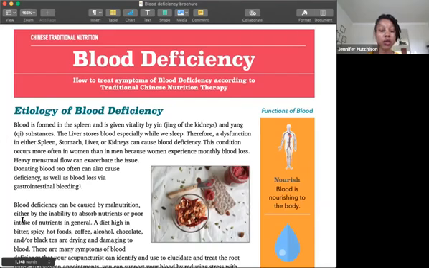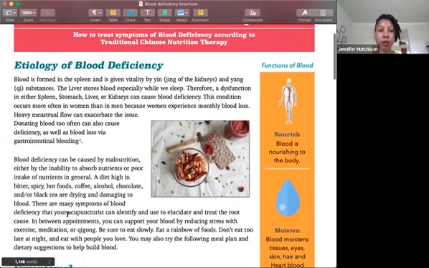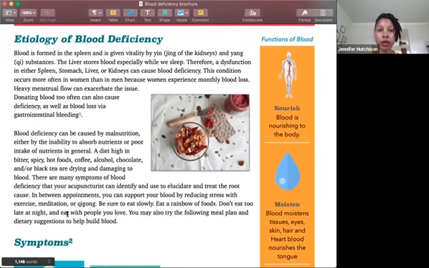So the spleen is important, and then the liver stores blood, especially when we go to sleep. And that concept is the same in Western medicine as well. When we sleep, our blood is collected back at the liver, and that's where it actually can do its thing, where it kills a lot of the bacteria and it processes toxins and all that. That's why the liver is so important for blood. And therefore, a dysfunction in the spleen and the stomach, liver and the kidneys can cause blood deficiency.